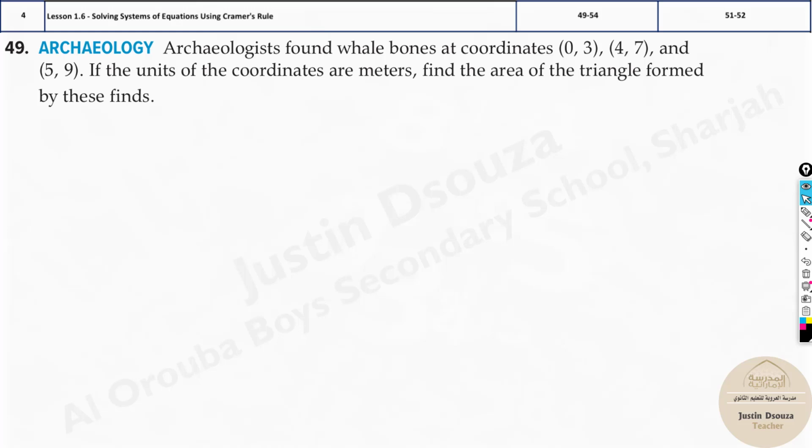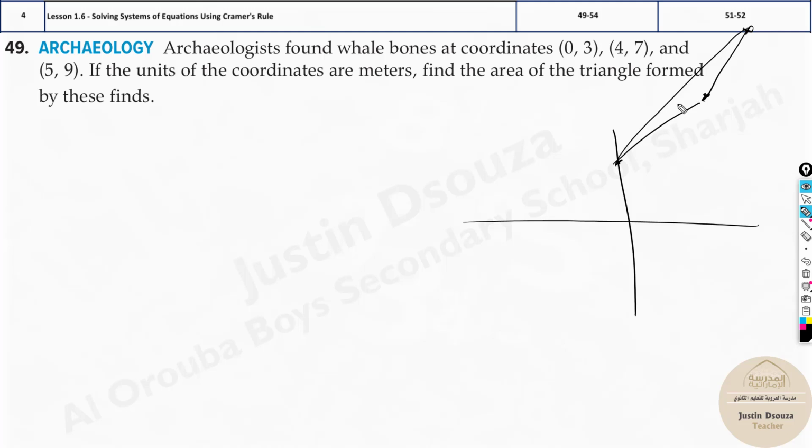Now, a first real world problem over here is to find area. You can see the archaeologists found whale bones at these coordinates. If the units of the coordinates are meters, find the area of the triangle formed by these finds. So now if you plot these coordinates, you can see it's at x is 0, and y is 3 over here somewhere, and then x is 4, y is 7, and 5, 9. And now if you see, it'll be forming a triangle, isn't it? You need to find, from these coordinates, the area.